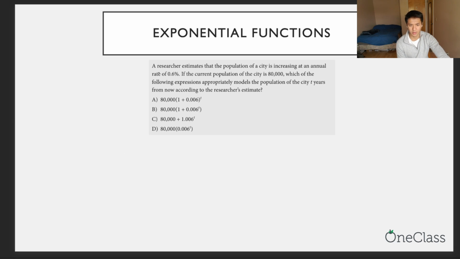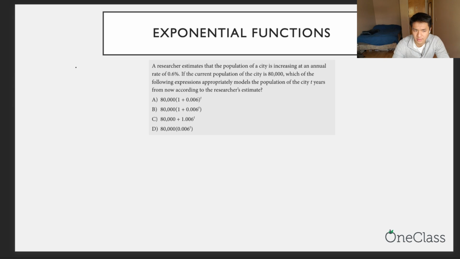So this is going to be one of those model building questions, and it says, a researcher estimates that the population of a city is increasing at an annual rate of 0.6%. If the current population of the city is 80,000, which of the following expressions appropriately models the population of the city T years from now, according to the researcher's estimate?